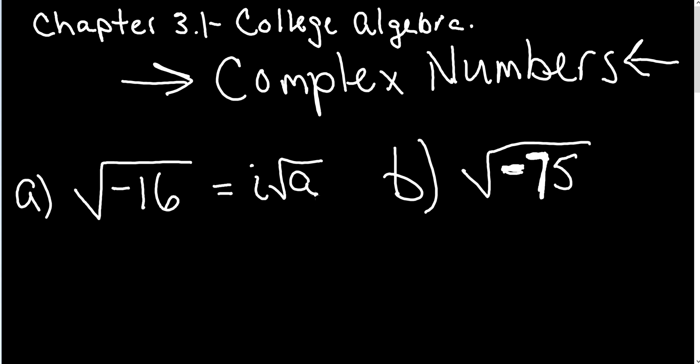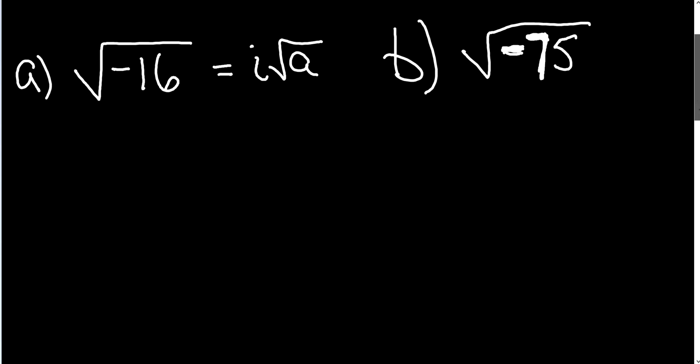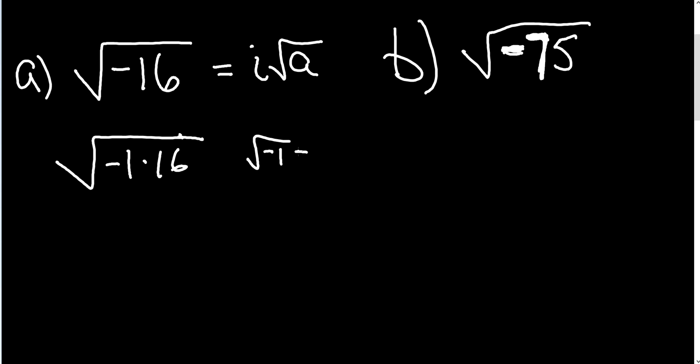So as a reminder again, when we have a negative square root, we can take it out and it involves the imaginary number. So basically this is negative 1 times the square root of 16. So we know that the square root of negative 1 equals i. And we also know that negative 1 equals i squared.